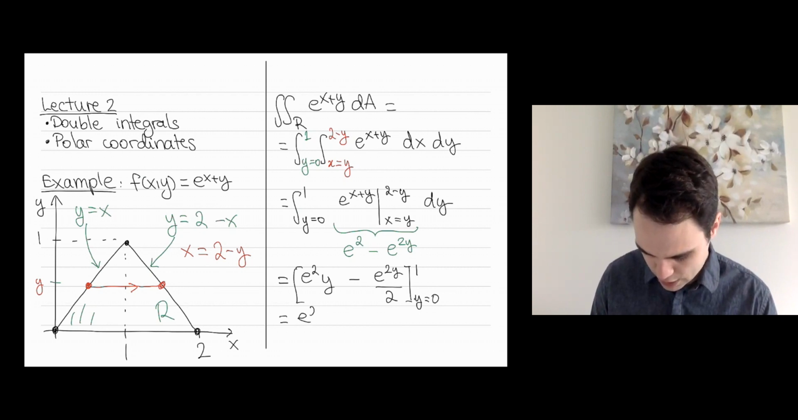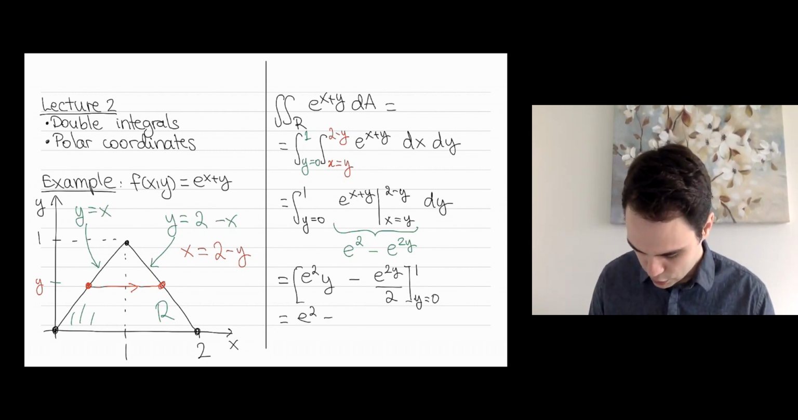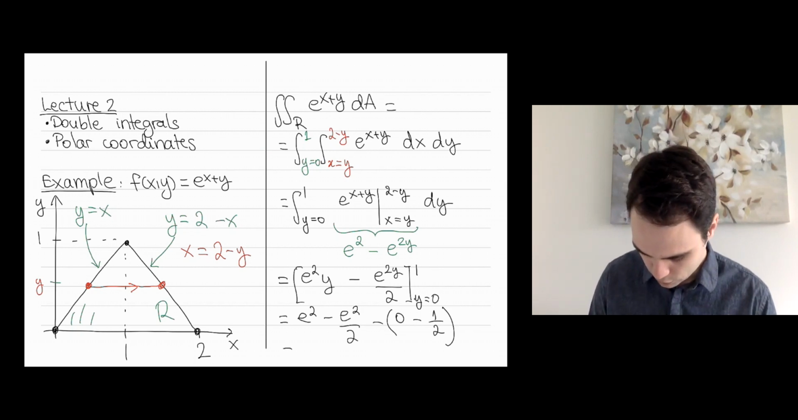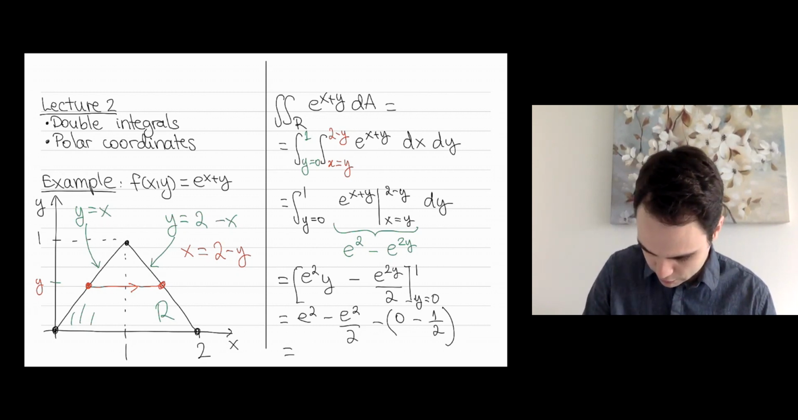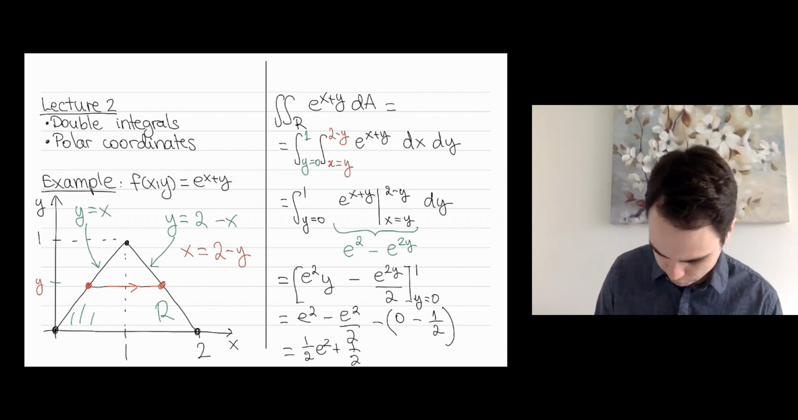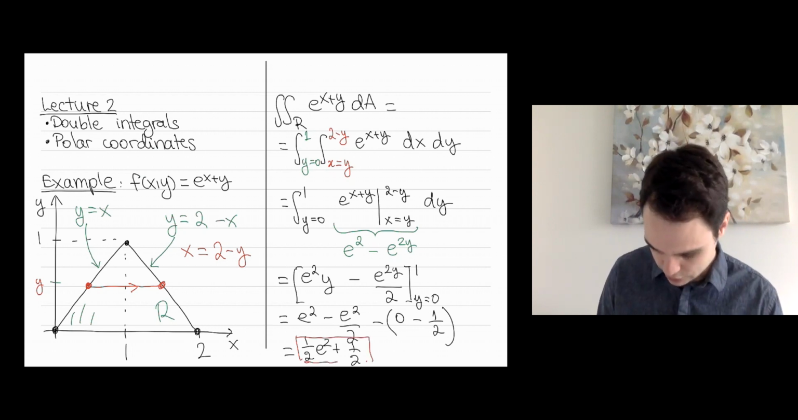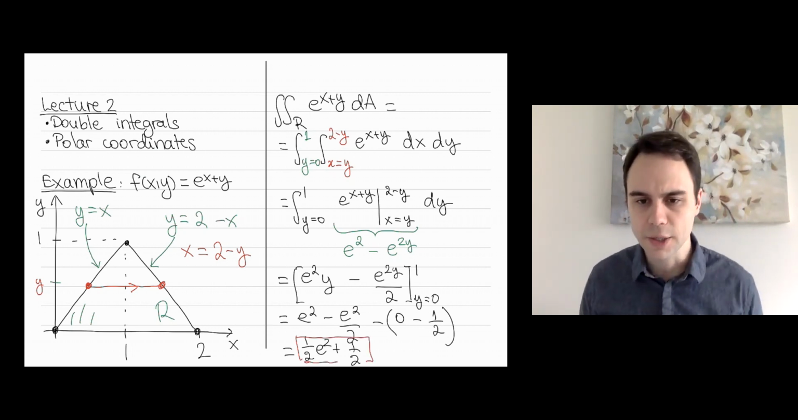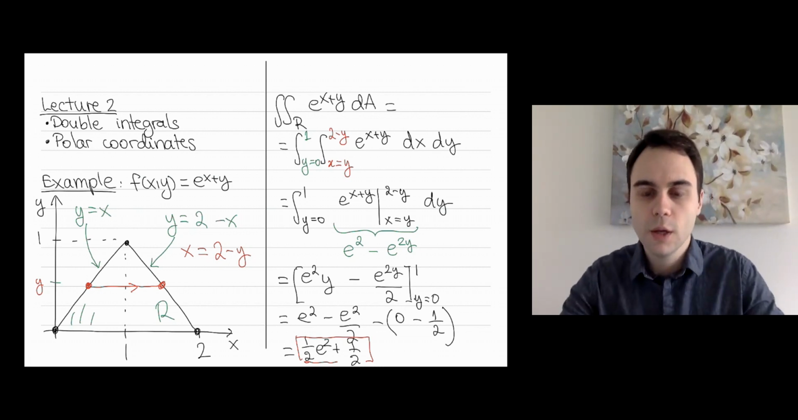So the result is e squared minus e squared over 2 minus, and then you plug in 0 everywhere. You get 0 minus e to the 0 over 2, that's 1/2. So the final answer is, oops, it's 1/2 of e squared plus a half. Okay, I'm sorry, the answer got a little squeezed there, but I hope it's visible.